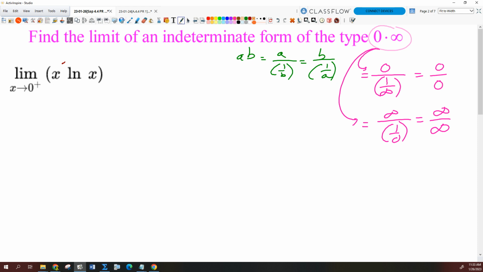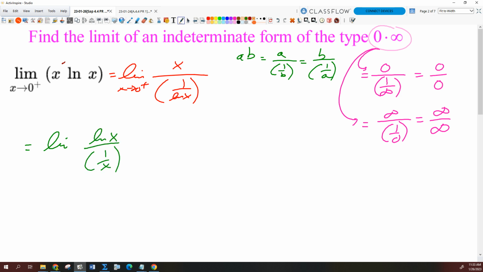What could we do here? What are my options? Right? One thing, what do you think? What could I do to this product? Got to make it look like a ratio to use L'Hopital's rule. Okay, so I could do the limit of x divided by 1 over log x as x approaches 0 plus, or I could do what? Yeah, I could do the limit of log x divided by 1 over x as x approaches 0 plus.